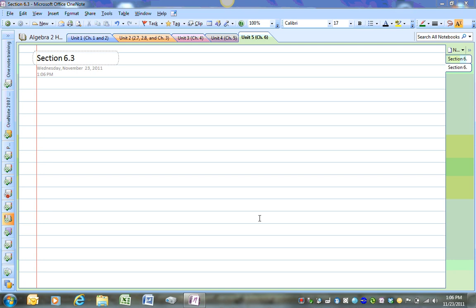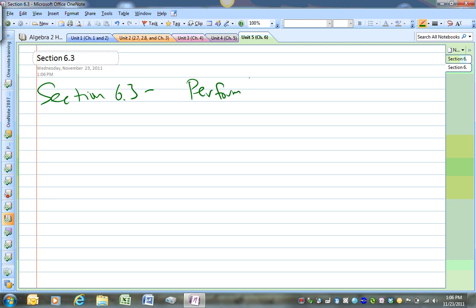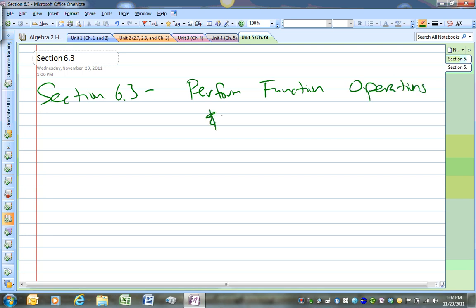Okay, welcome to another lesson. This one's on section 6.3, and this one deals with performing function operations and composition.